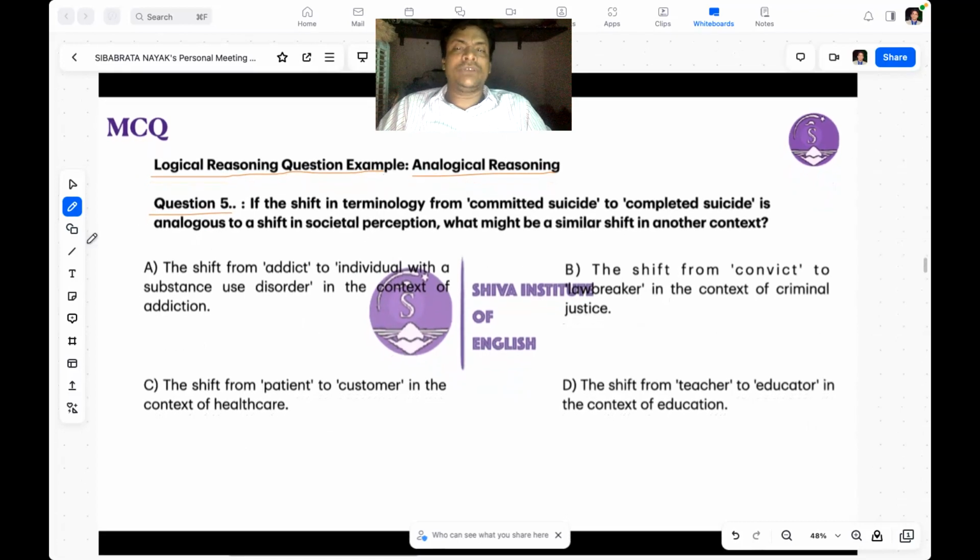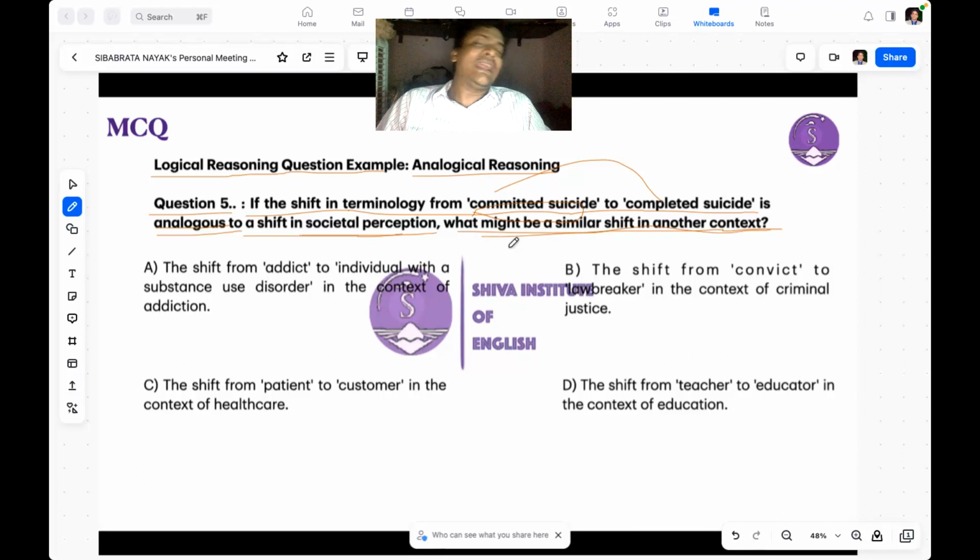So what does the question say? If the shift in terminology from committed suicide to completed suicide is analogous to a shift in societal perception, what might be a similar shift in another context? So, the shift in terminology from committed suicide to completed suicide, that is called successful suicide, relates to a shift in societal perception. We need to find the same kind of relationship in societal perception. What might be a similar shift in another context?